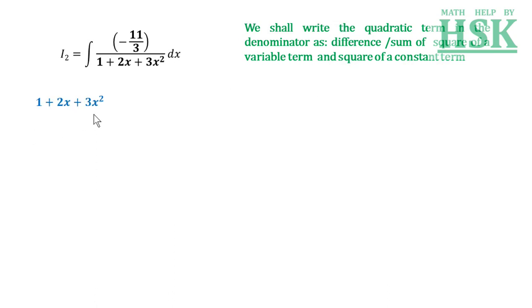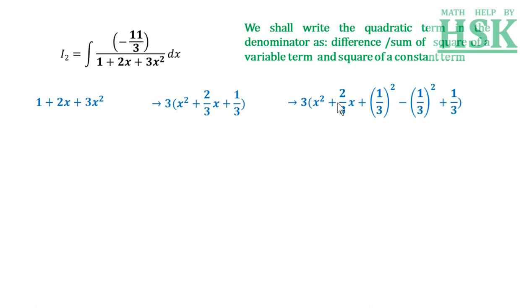So taking the denominator, and since the coefficient of x square is 3, we are going to take 3 common. Taking 3 common, I'm going to get this as 3 times x squared plus 2 by 3x plus 1 by 3. Now the coefficient of x is 2 by 3, half would be 1 by 3. I'm going to add and subtract 1 by 3 whole square to this expression. So I'm going to get x squared plus 2 by 3x plus 1 by 3 whole square minus 1 by 3 whole square plus 1 by 3.